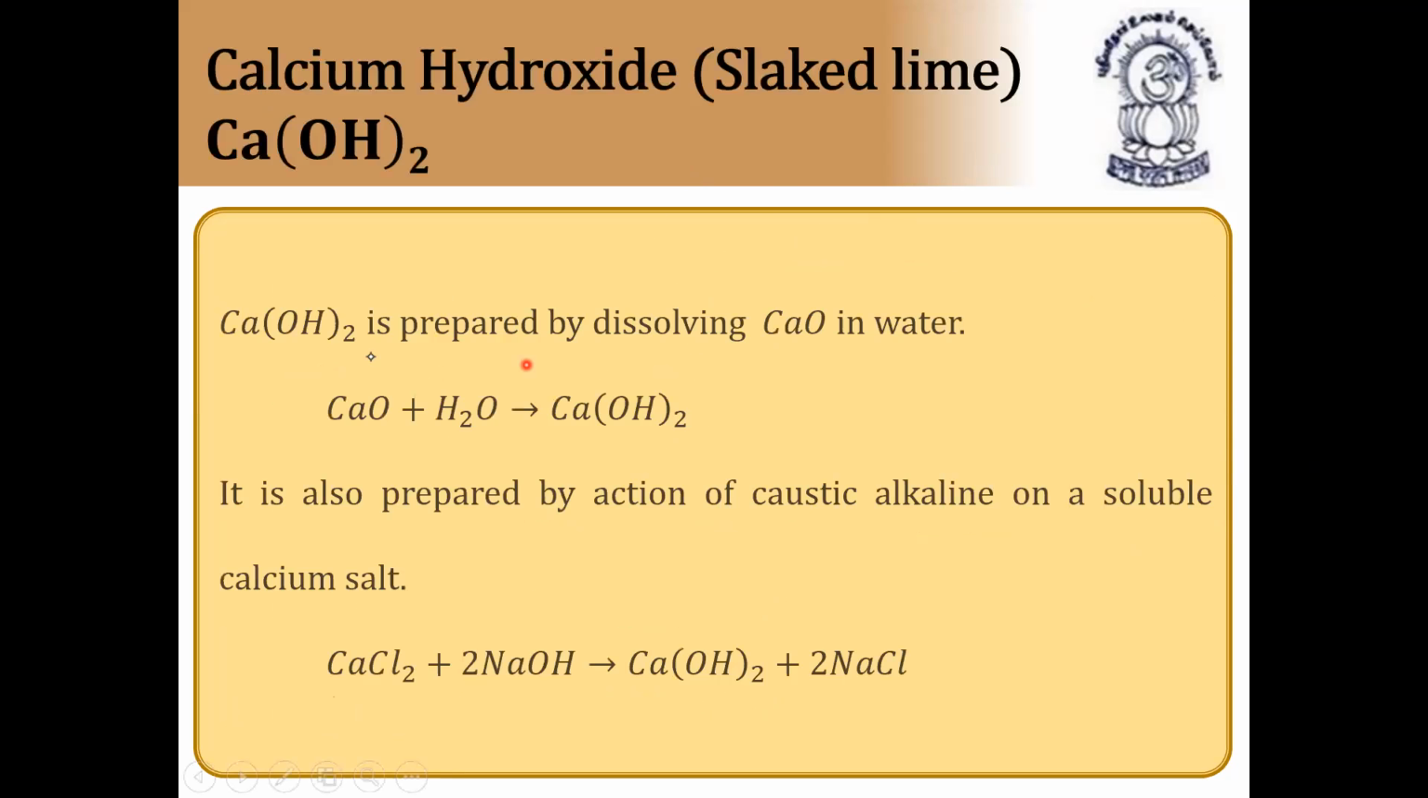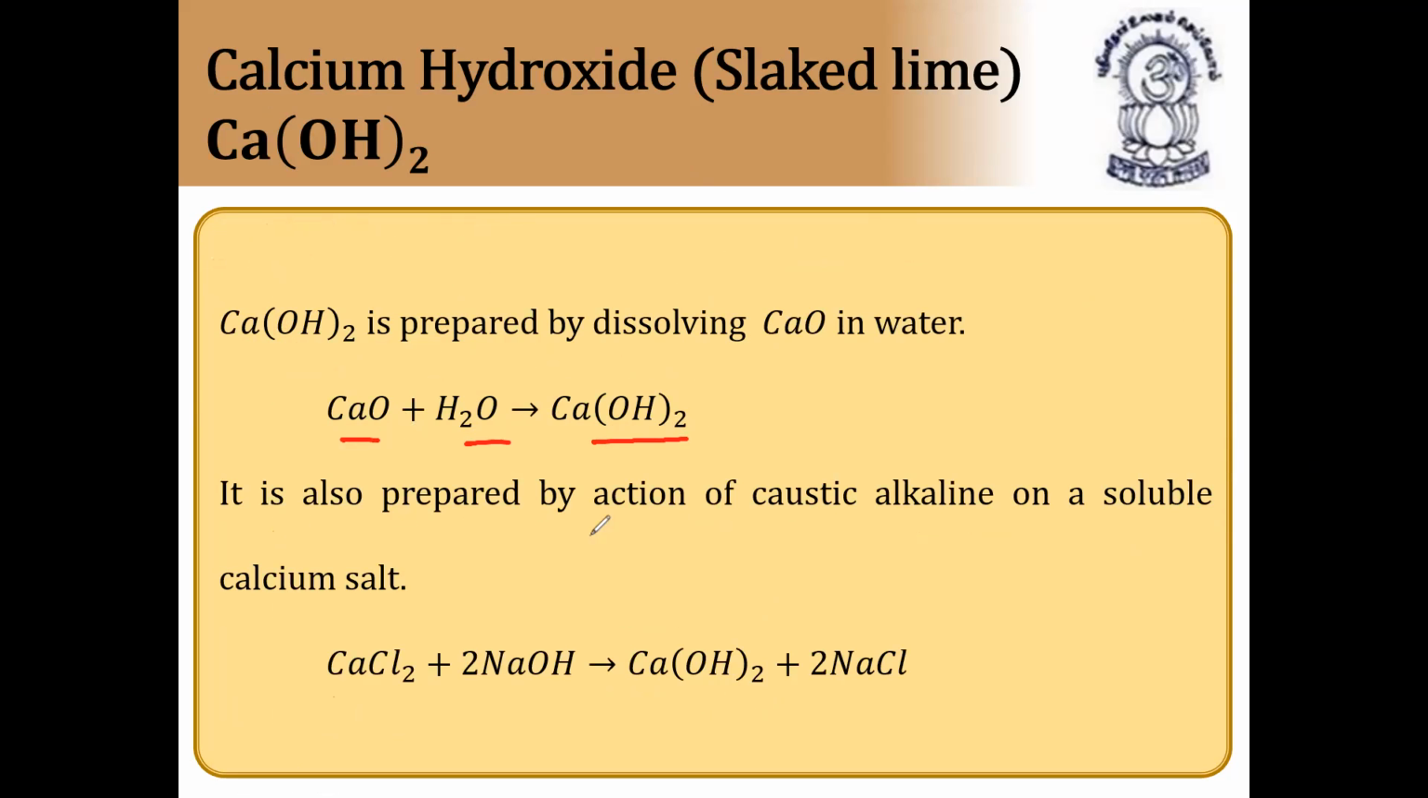Next, a very important compound is calcium hydroxide. First we have done calcium oxide, next we have calcium hydroxide. It is also called slaked lime. Calcium hydroxide is prepared by adding calcium oxide to water. This reaction we have already seen. When calcium oxide is dissolved in water, it forms calcium hydroxide.